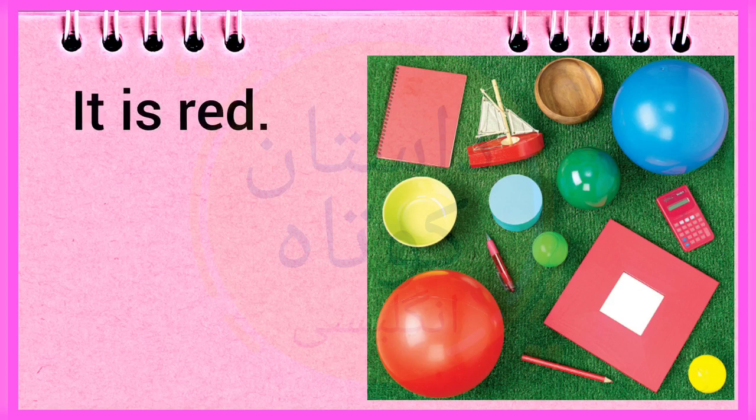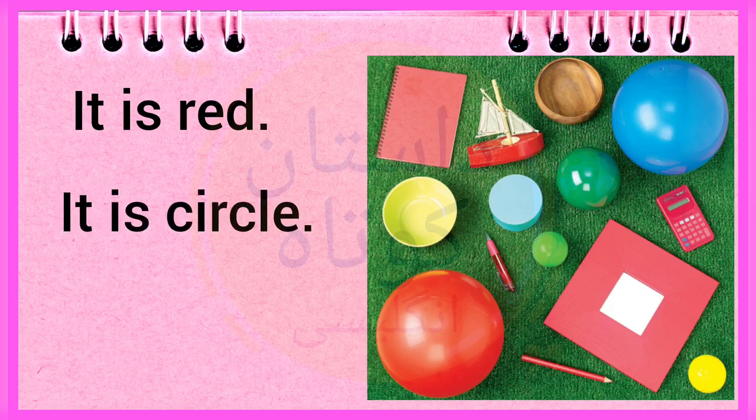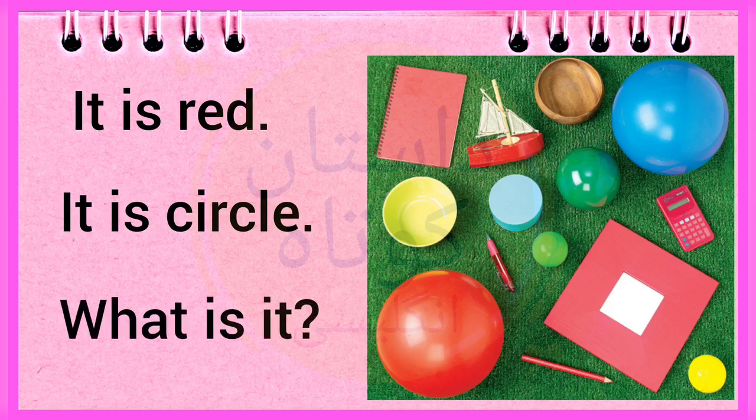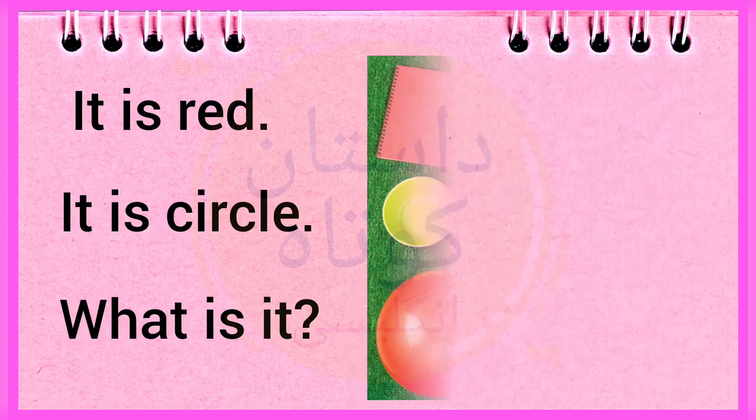It is red. Red، قرمز. اون چیزی که میخوام قرمزه. It is circle. Circle، circle یعنی دایره. قرمزه و دایره است. What is it؟ چیه؟ اگه گفتی اون چیه؟ حدس بزن. Very good. It's a ball. It's a red circle ball.